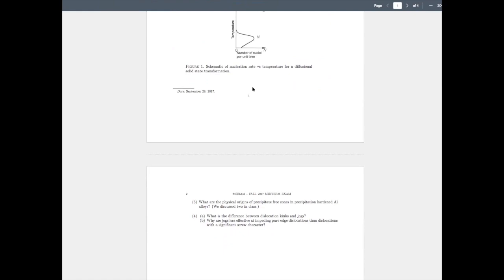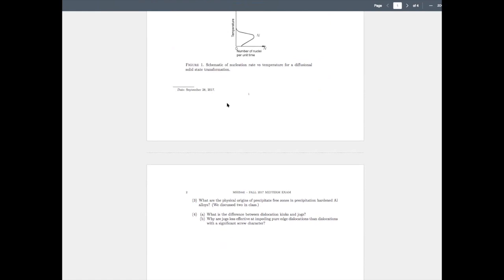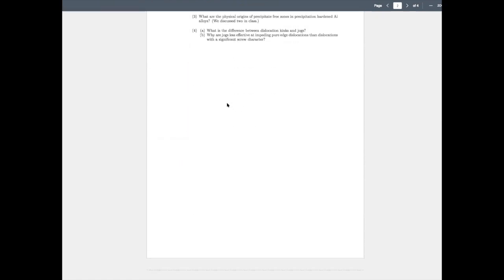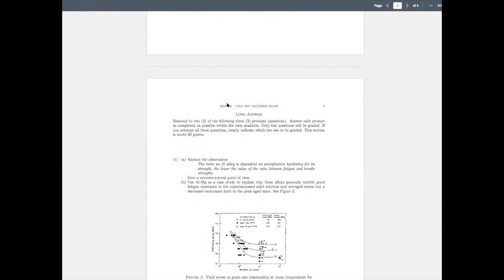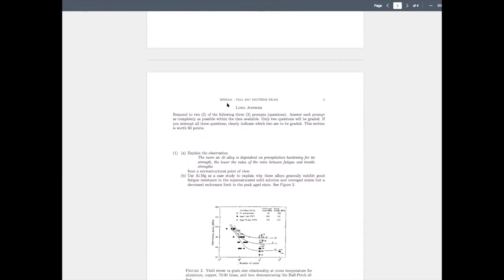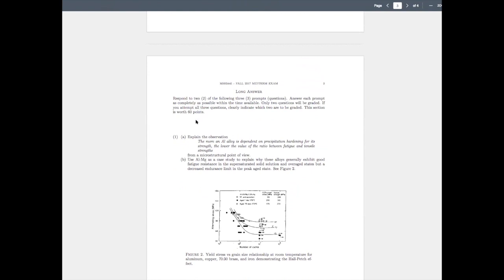I generally give a choice as to what ones you want to answer. And then there'll be a long answer section where you have to answer 2 out of the following 3. And these are more in depth. So these questions are essentially worth 30 points each.